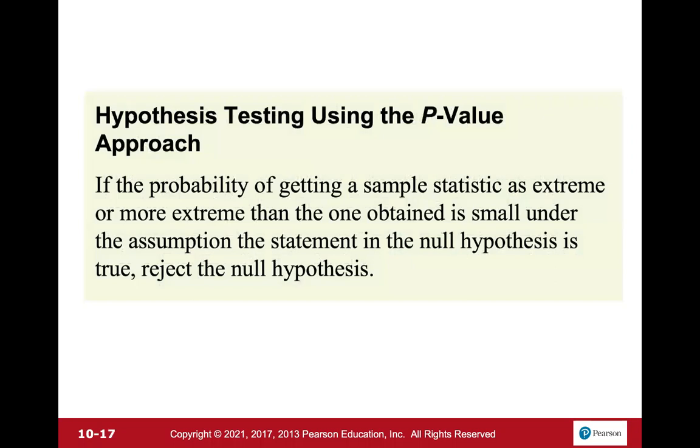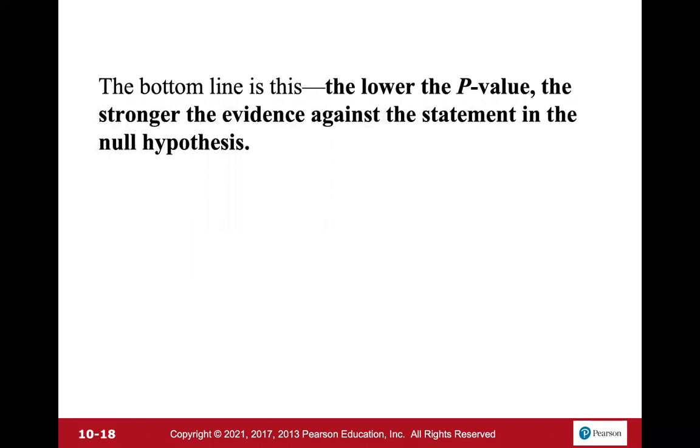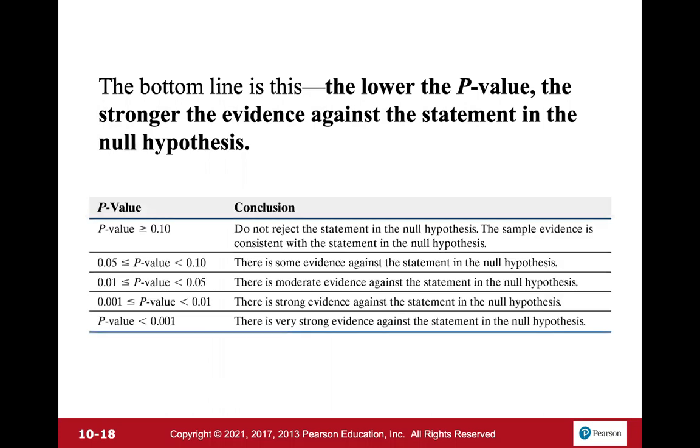All right, and now hypothesis testing using the p-value approach. If the probability of getting a sample statistic as extreme or more extreme than the one obtained in the sample is small under the assumption the statement in the null hypothesis is true, reject the null hypothesis. So bottom line, the lower the p-value, the stronger the evidence against the statement in the null hypothesis. And these are just some of the conclusions that we could talk about.